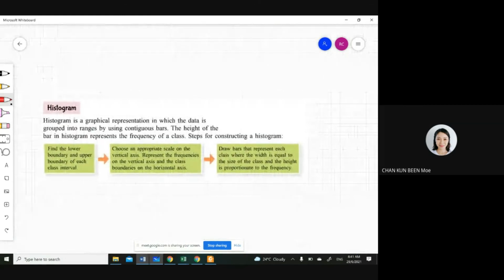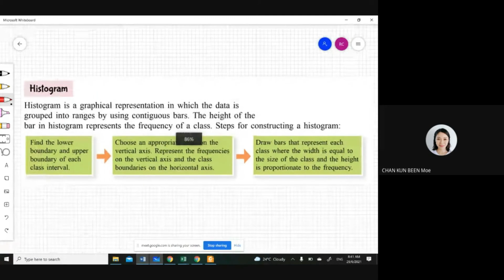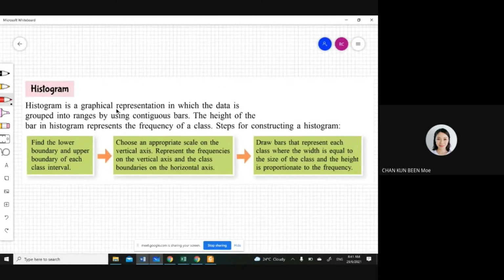Okay, histogram. We are going to learn to construct histogram now. Histogram is a graphical representation in which the data is grouped into ranges by using contiguous bars. Contiguous over here means they are sharing the same border. Okay, the height of the bar in histogram represents the frequency of a class. Steps for constructing a histogram: find the lower boundary and the upper boundary of each of the class interval. Hopefully you still remember the lower boundary and the upper boundary will be the number in decimal, 0.5. After that, choose an appropriate scale on the vertical axis. Vertical axis means the y-axis.